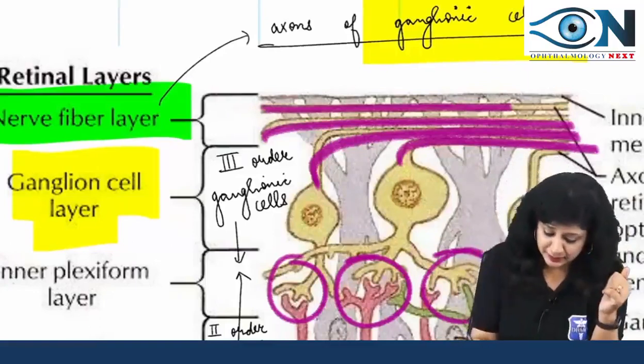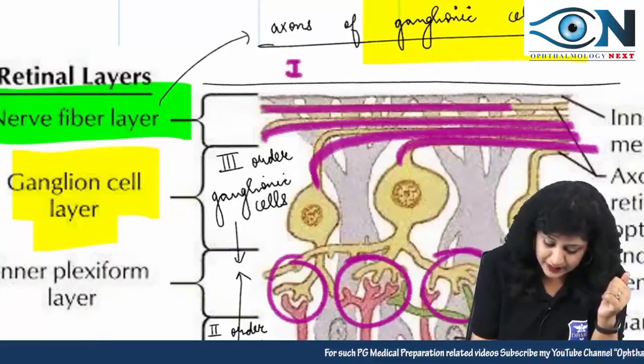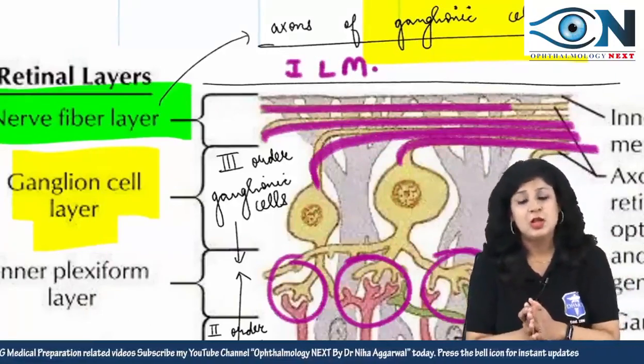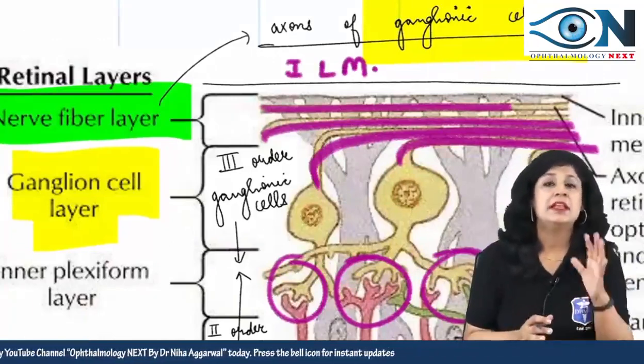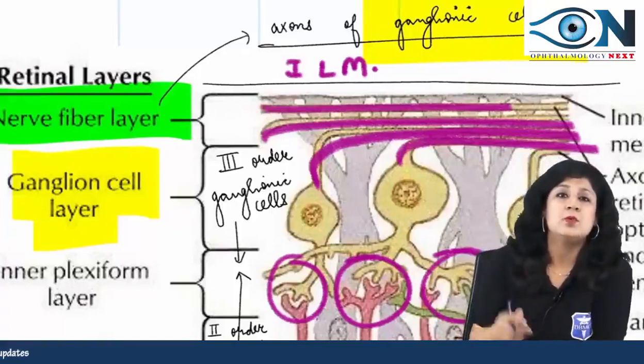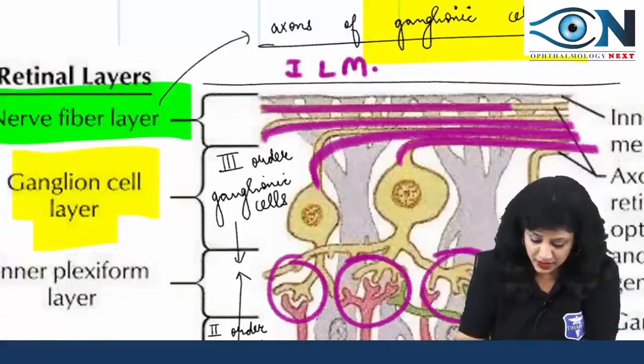After this nerve fiber layer, we have got the final layer. This will be your internal limiting membrane. Finally, we will have the internal limiting membrane. So, easily you can remember the layers of the retina from out to in, and you can also remember what are the components and the type of cells which are present in the different layers.